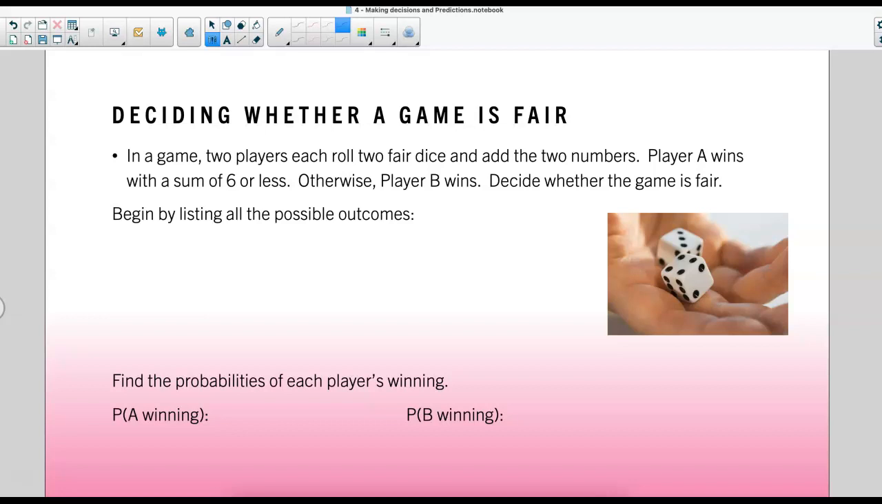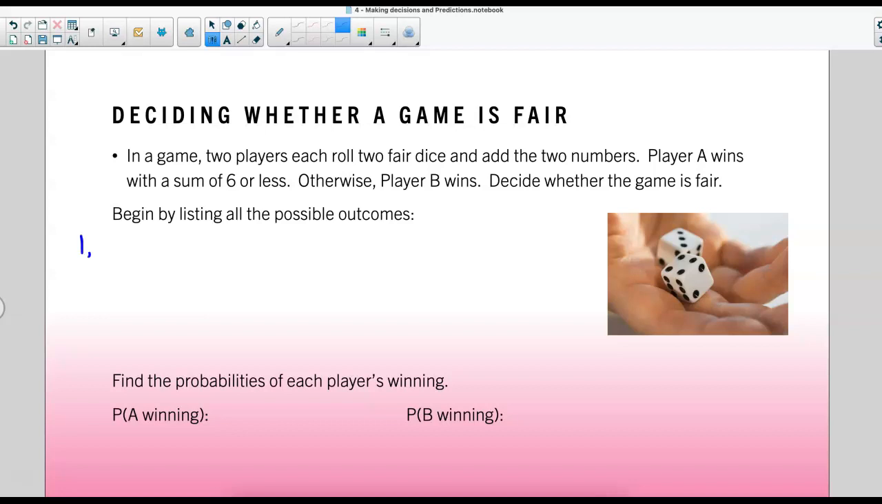Okay, so in this game, 2 players each roll 2 fair dice and add the 2 numbers. Player A wins with a sum of 6 or less. Otherwise, player B wins. We're trying to decide if the game is fair. So first of all, what we need to know is what are all the possible outcomes when you roll 2 cubes. Now I know this is in your packet at one place. We're going to write them down.